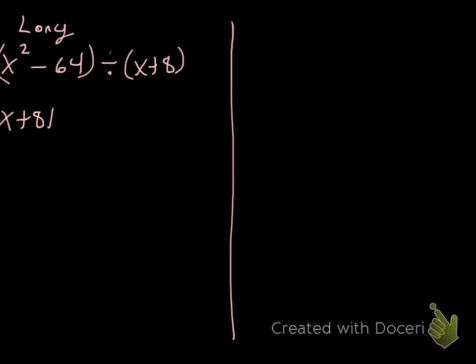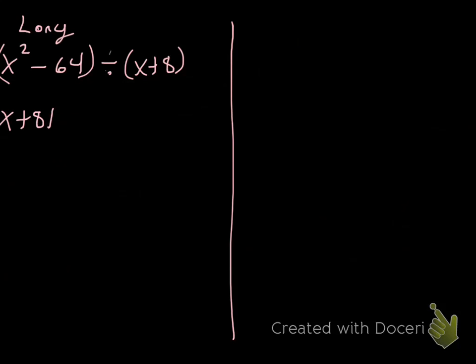So x plus 8 is our divisor, and now we have to be careful. In order for this to work correctly, I have to have things in descending order, and I need a representative of each power of x. So we start with an x squared, and then I don't have an x term. So what we're going to do is put a placeholder in there. We're going to call it 0x. It doesn't change anything, but we need that placeholder. Otherwise, the division doesn't work out very nicely, and you're going to most likely make a mistake.